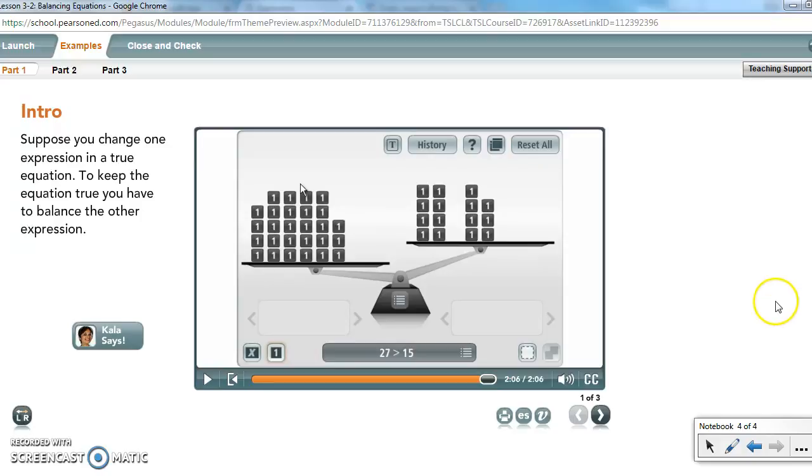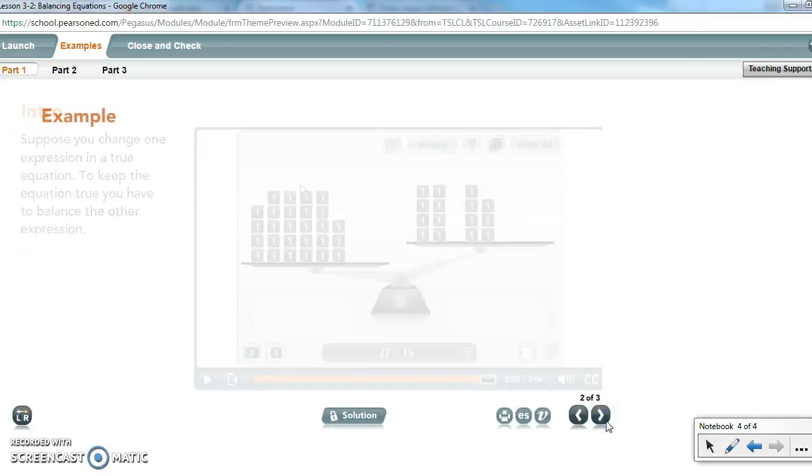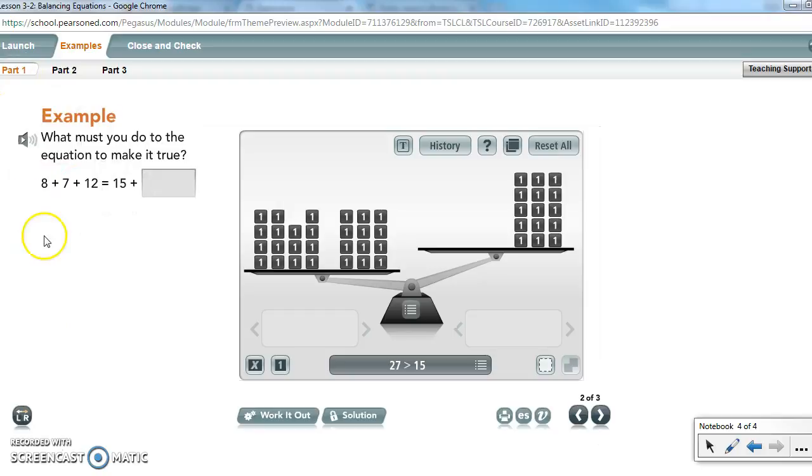So this idea for 3-2 and for chapter 3 is all about making sure that this pan is balanced. So I always think about a seesaw at the park, okay? To balance it, both sides must equal the same thing. What must you do to this equation to make it true?